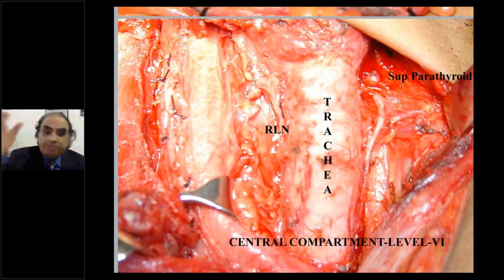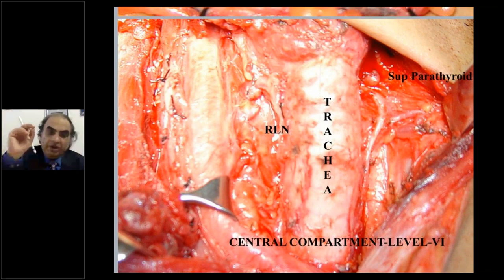If it's node positive disease, we will not do selective dissection. If it's node negative disease, we can do selective dissection, levels 2, 3, 4 and 6, and we remove those in that case. But level 5 is most commonly involved. So the answer is MRND type 3, barring level 1.